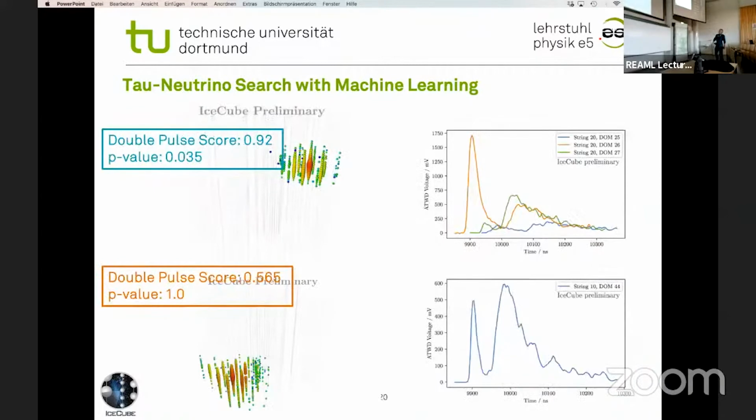And if one does that, and in this case, the score cut is optimized somewhat differently, we have 2 surviving events. This one has a double pulse score of 0.565, so it's a very likely background, and you only have one DOM exhibiting this double pulse waveform. But this one is very likely induced by a tau neutrino event, and here you can see this is 3 DOMs basically. The orange one is clearly the one that exhibits the most double pulse-like structure. The green one, a little less, and the blue even less. But this has very likely been a tau neutrino event.